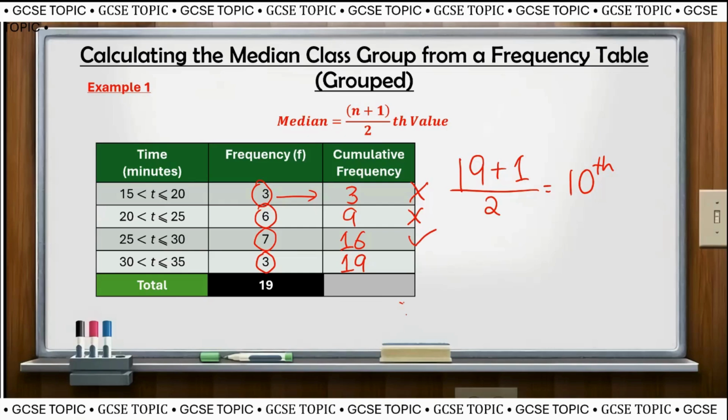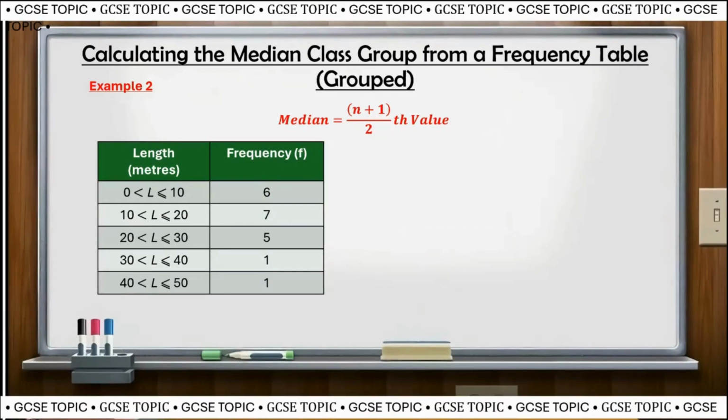We have found the median class group, and how we present the answer is exactly how it's written in our table. We simply copy out the class group as it is given. So 25 is less than our time in minutes, which is less than or equal to 30. Now moving on to example 2.